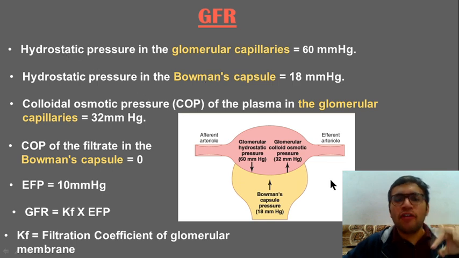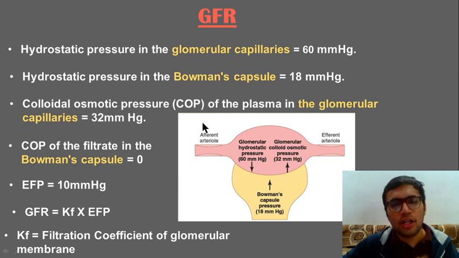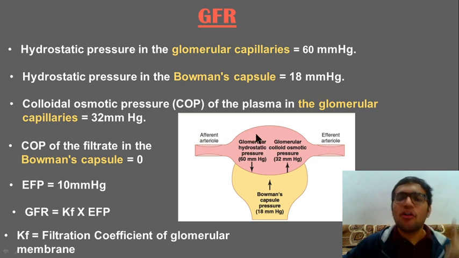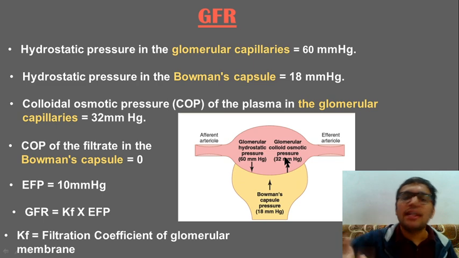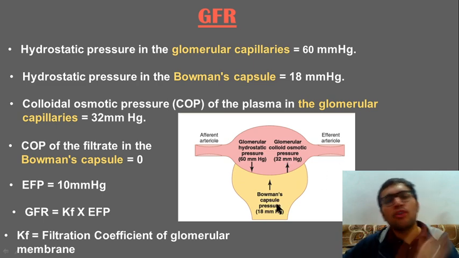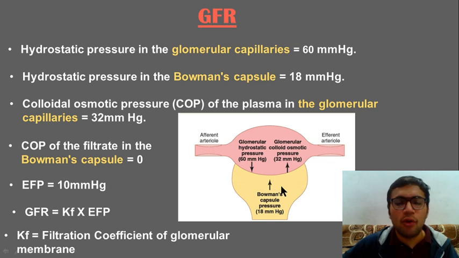Hydrostatic pressure of the glomerular capillary and Bowman's capsule. Once you are done with hydrostatic, then you have to remember colloidal osmotic pressure, again of the glomerular capillary and of the Bowman's capsule. Now hydrostatic pressure of the glomerular capillary will favor your GFR. But the proteins will not favor the GFR, so the glomerular colloid osmotic pressure will oppose the GFR. At the same time, the hydrostatic pressure of Bowman's capsule will again oppose the GFR. Now the fourth pressure is the colloidal osmotic pressure of Bowman's capsule.